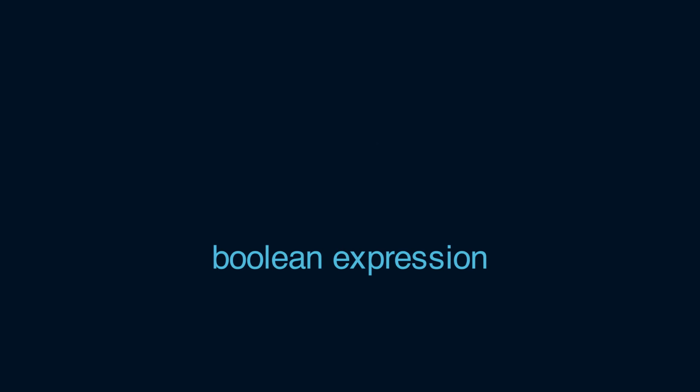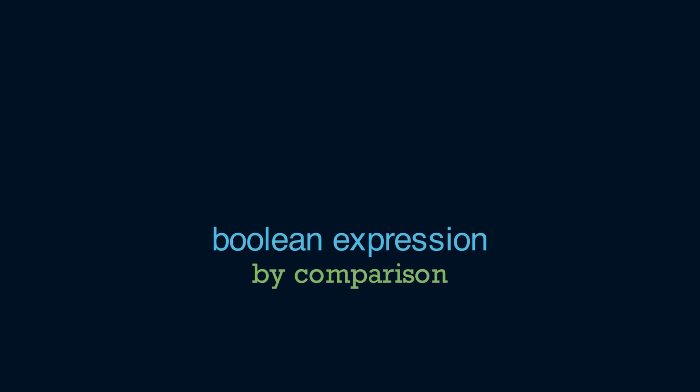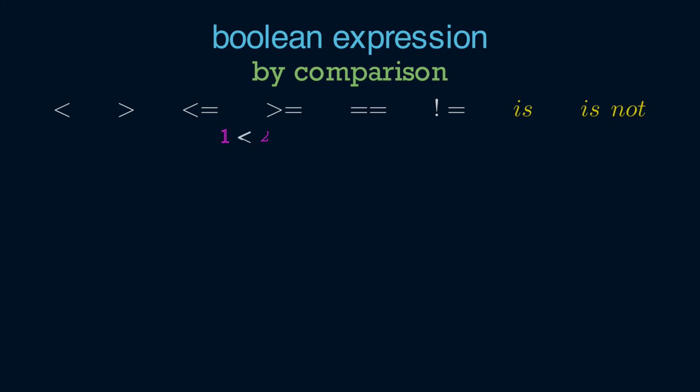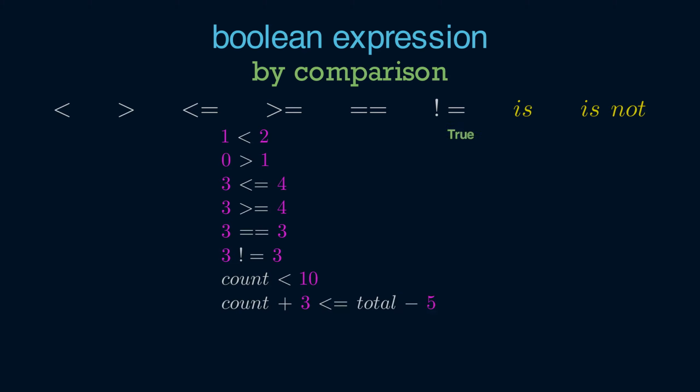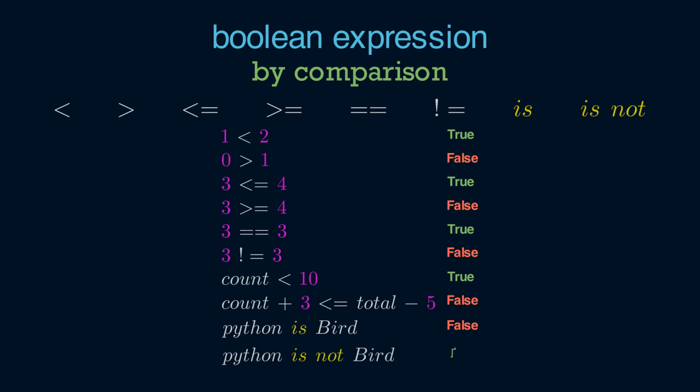We can make Boolean expressions, using any of these comparison operators. These are like asking yes or no questions. We can use these operators with any complex expressions. Just compare the left part with the right part, and each expression evaluates to be either true or false. Is and is not, more about them later.